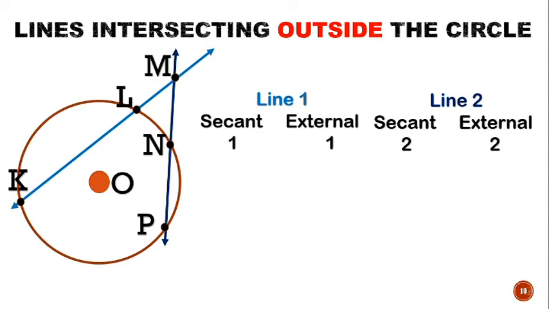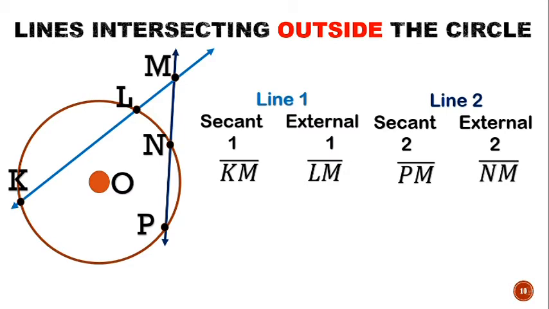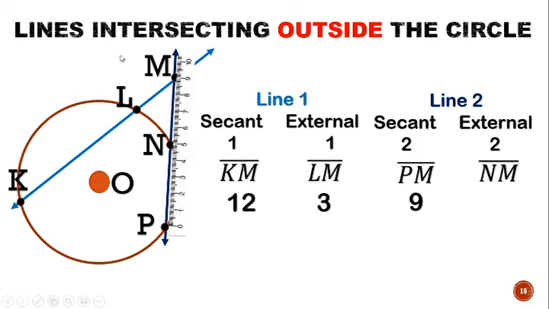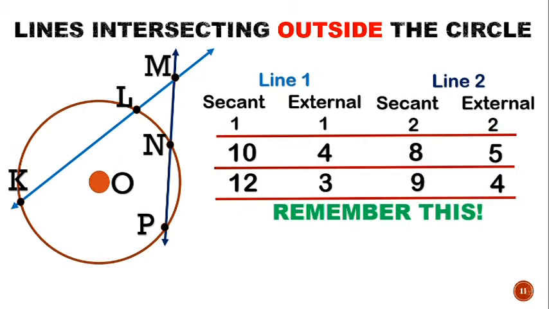If not, let's have another example. So for the secant of line 1, that will be segment KM. Then segment LM for the external. For line 2, that will be segment PM and segment NM. Now, as for their measurements, KM is 12, while segment LM is only 3 units. For line 2, segment PM is 9, while segment NM, the external, is 4 units. So, in summary, we have 10, 4, 8, 5. We have 12, 3, 9, 4.